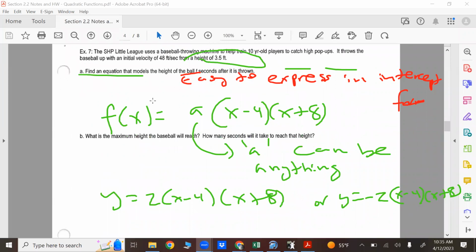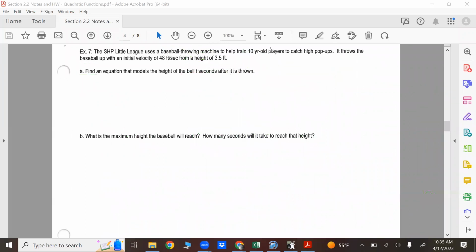Okay. And last up, just a word problem. And we're done. And homework will follow. So SHP Little League has a baseball throwing machine that helps train 10-year-old players to catch high pop-ups. It throws a baseball up with an initial velocity of 48 feet and height of 3.5. Just a little bit of physics involved here.